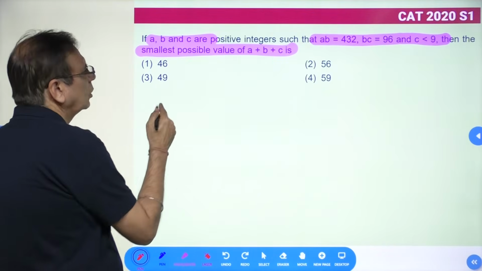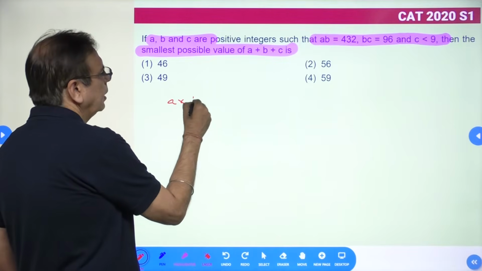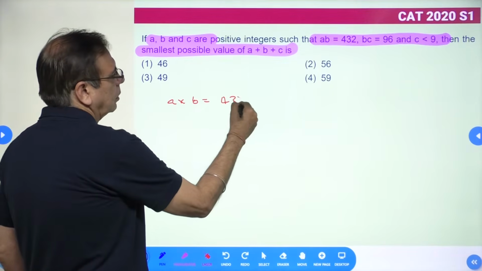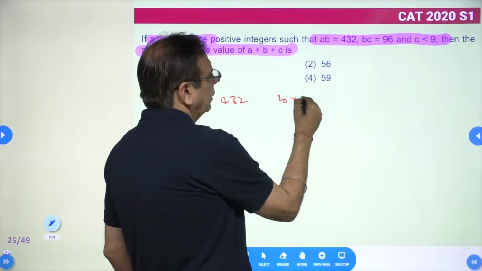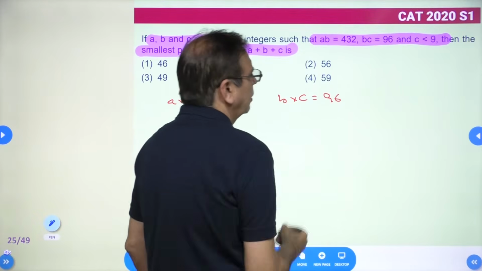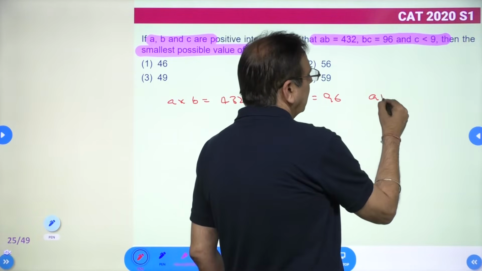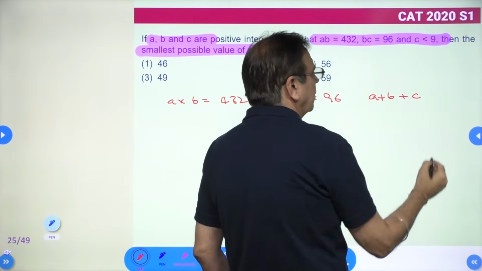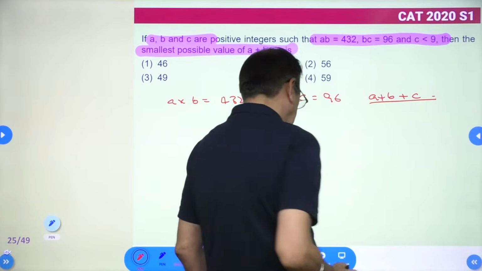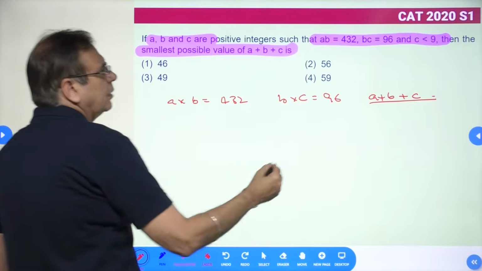Okay. So what do we have? We have A into B is equal to 432. Then we have B into C is equal to 96. And we need to find the minimum value of A plus B plus C. Okay. So what is it that we need to look at? We are given that C is less than 9.